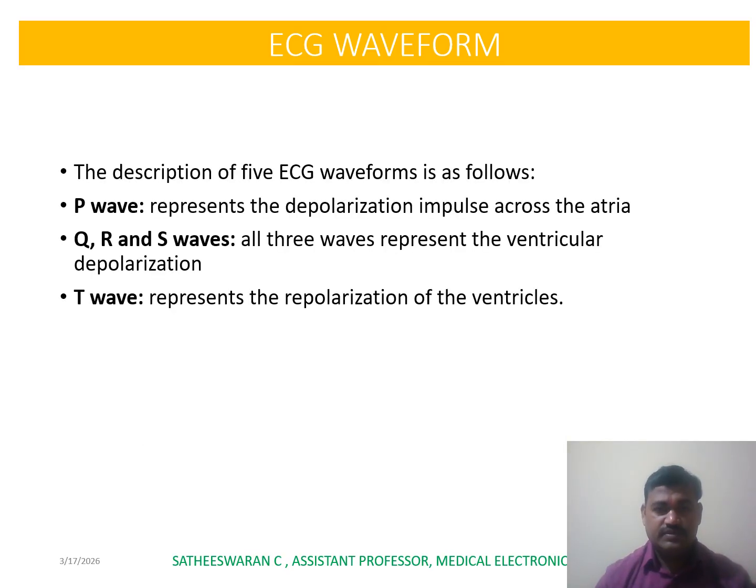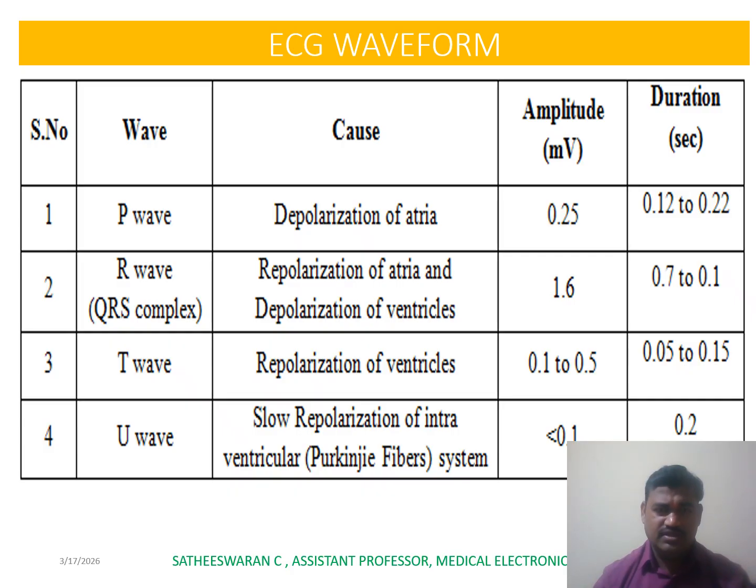The description of the ECG waveforms is as follows. The P wave represents the depolarization impulse across the atria. QRS, all three waves represent the ventricular depolarization. The T wave represents the repolarization of ventricles. These are the ECG waveforms. The P wave is due to depolarization of atria. The amplitude is 0.25 millivolt and the duration is 0.12 to 0.22 seconds. This is known as the P wave.